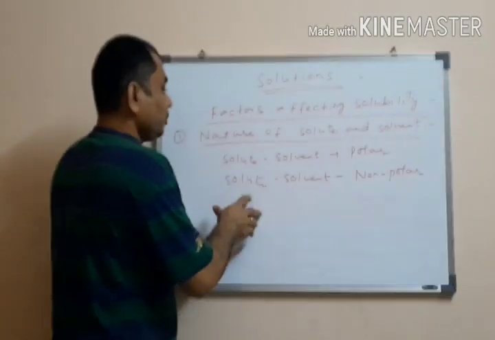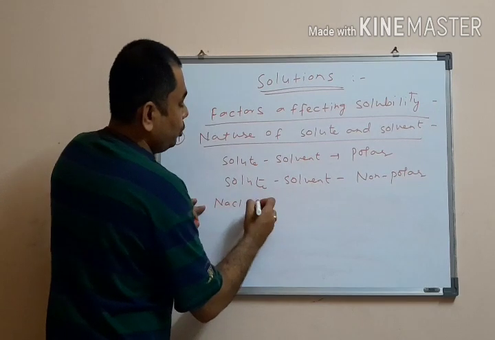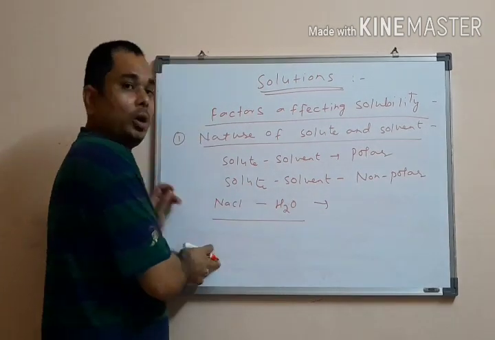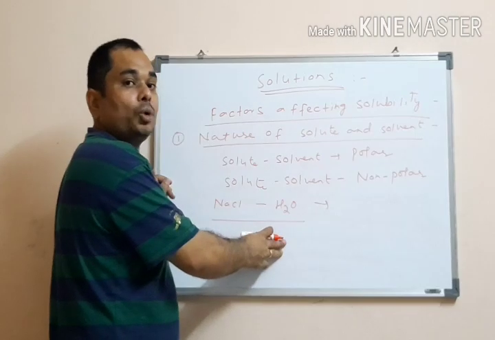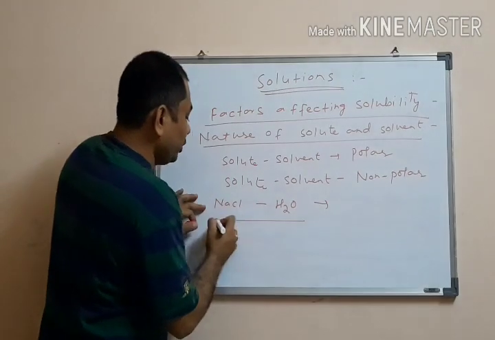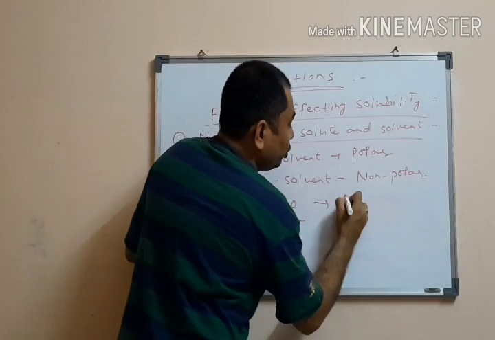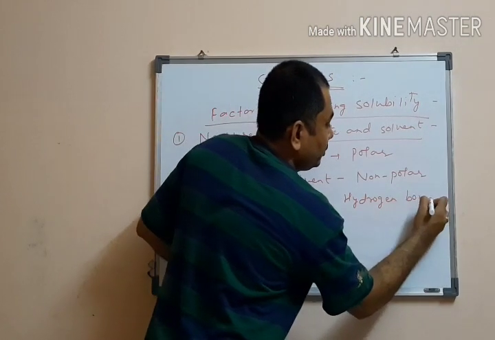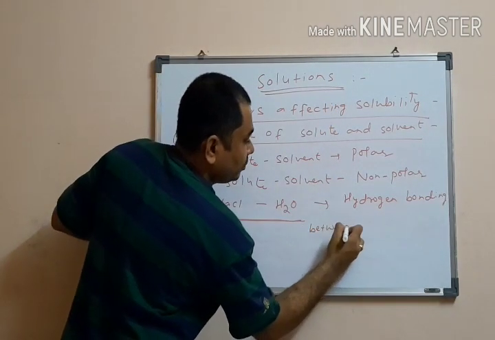So, say for example, NaCl. If we have to dissolve NaCl in water, then what happens is, see, both are polar. NaCl is a polar compound. H2O, you are aware that it's a polar compound. Therefore, this easily dissolves into this. What happens is, when you dissolve NaCl into H2O, there are different interactions. See, there is hydrogen bonding between H2O molecules.